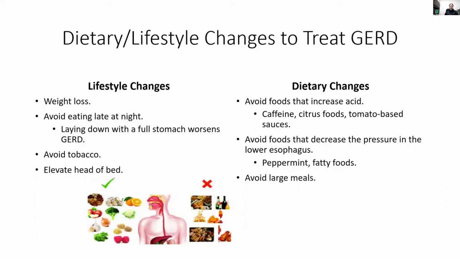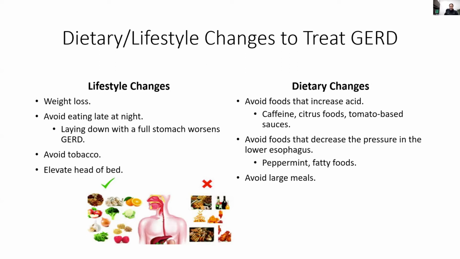So anytime somebody has reflux, a good place to start, without doing aggressive interventions like surgery, is basic dietary and lifestyle changes. Some examples of lifestyle changes would be weight loss, trying not to eat late at night, and avoiding tobacco. If you have issues with reflux when you go to bed, there are special wedge pillows, or sometimes sleeping with 2 or 3 pillows and keeping your head elevated helps.